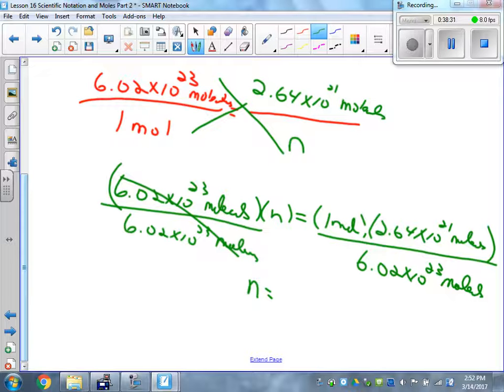And you should get here, let's see, 2.64 times 10 to the 21 divided by 6.02 times 10 to the 23. I believe it's 0.0043853, and of course your answer would be in moles because the molecules have canceled and you only have moles left. Is that what somebody else got too? 0.004385, yeah? Okay. Somebody else too?